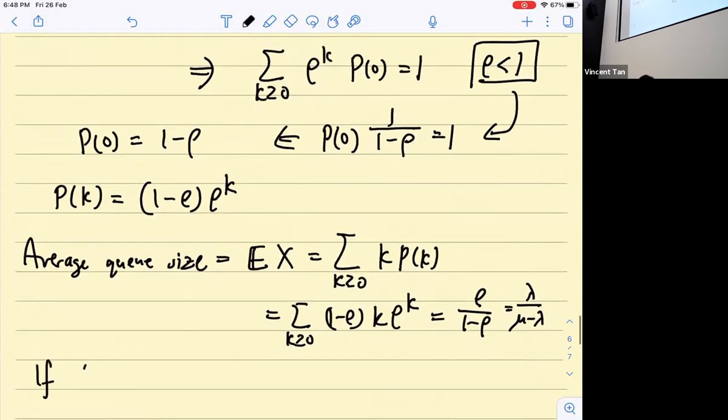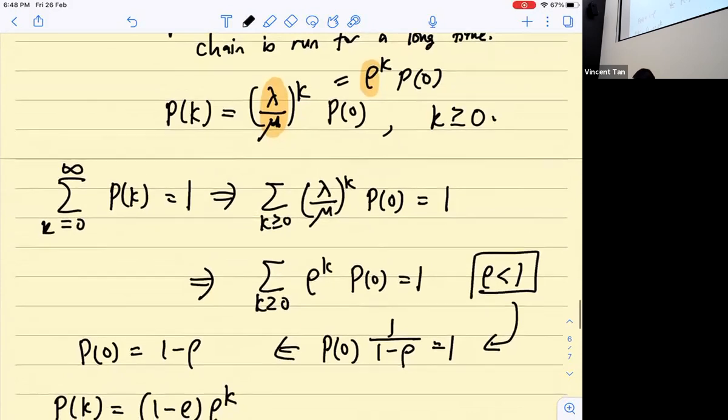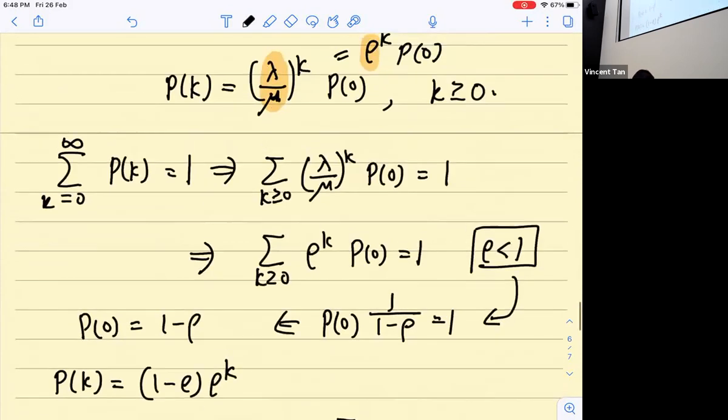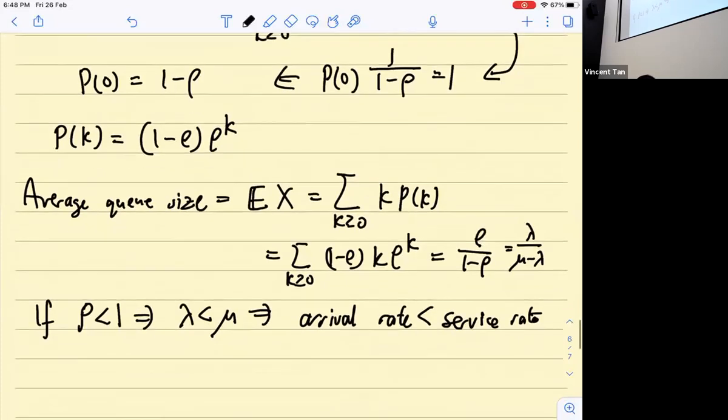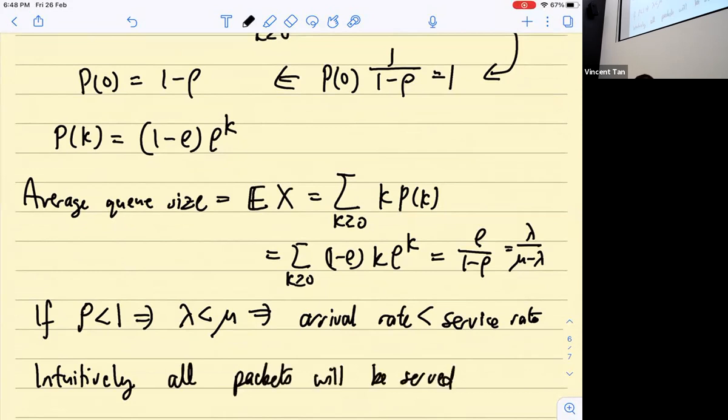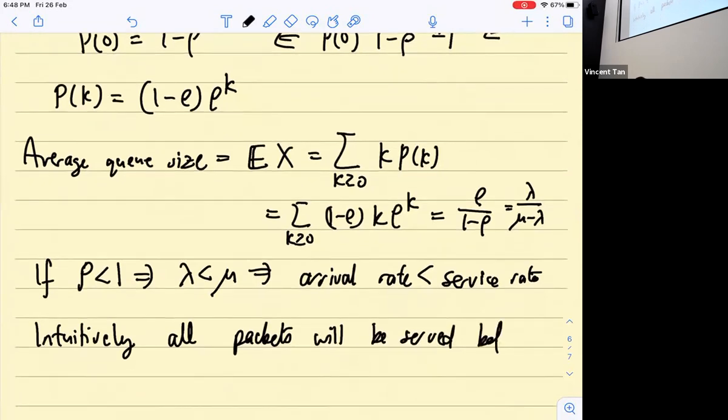So if rho is less than 1, what does this mean? What does this assumption mean? This means that, what is the meaning of rho in the first place? It's lambda over mu from this orange equation here. Lambda is less than mu. This means that the arrival rate is smaller than the service rate. Right? So intuitively, at this point, all packets will be served before they accumulate.